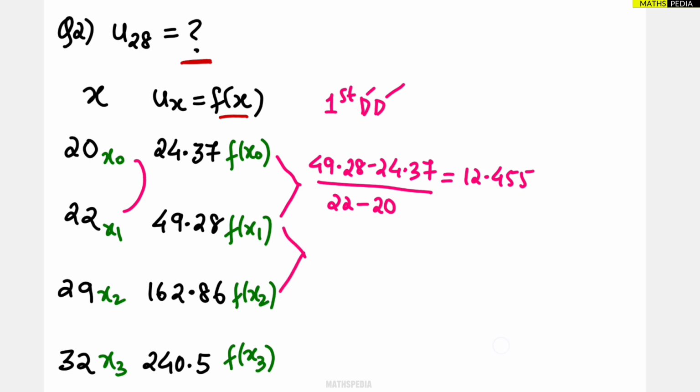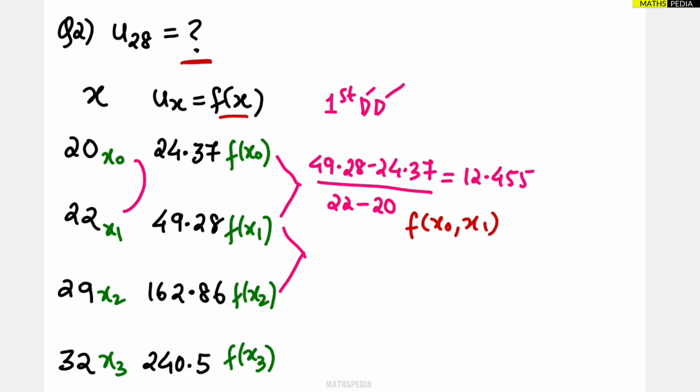Next, subtraction of this and this. This particular thing will be called f of x0 comma x1. Why? Because here the values we have utilized are f of x0 and f of x1, right? Two values we have utilized, that's why we call it f of x0 comma x1.